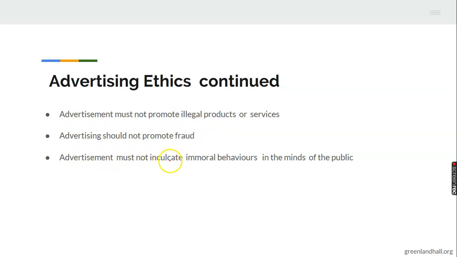Number 5, advertisements must not inculcate immoral behaviors in the minds of the public or the people. That is, it must not encourage them to do things that are abnormal or that are immoral and that will bring the lives of such people to disrepute and to an evil way.